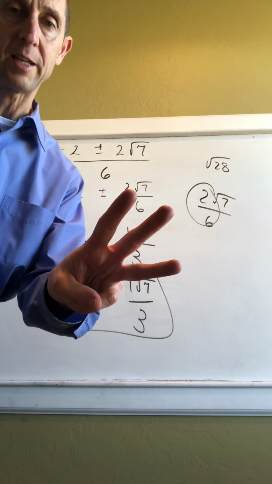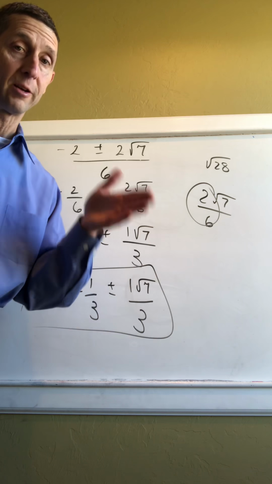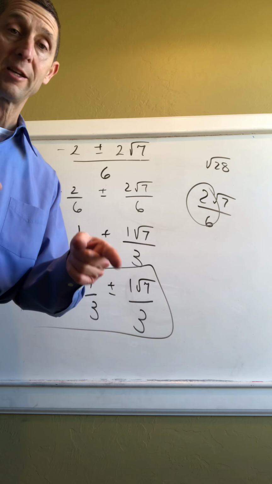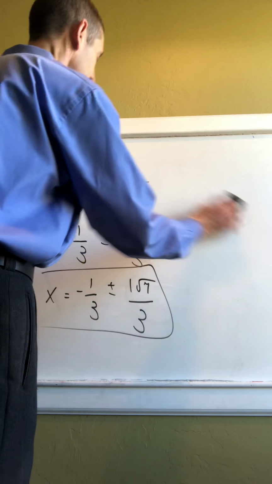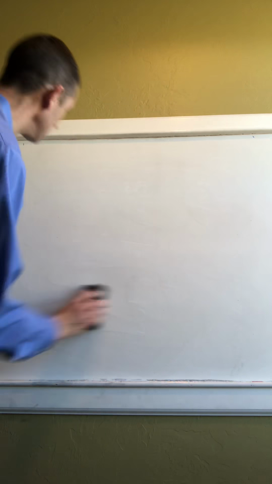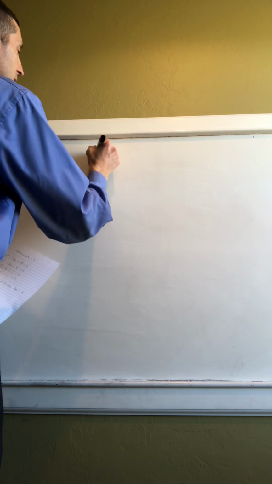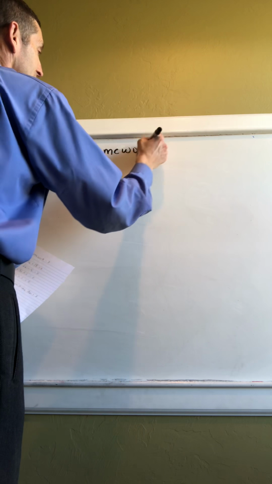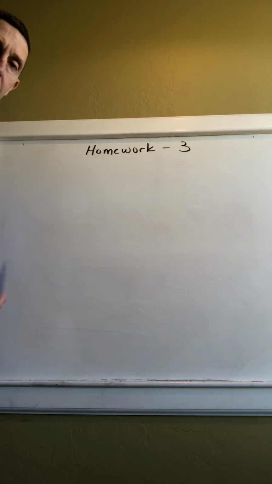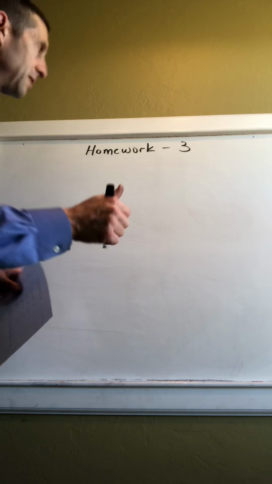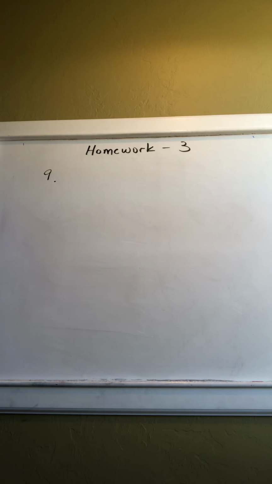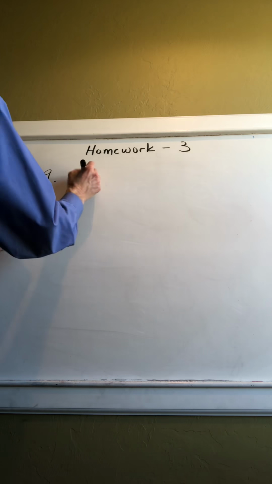So there are our 3 examples for the quadratic formula today. So let's get our homework set. Let me put this up on the board for you. And here we go. All right, so we're looking at homework 3, and we left off with 8, so we're picking right up with number 9. So here we go.